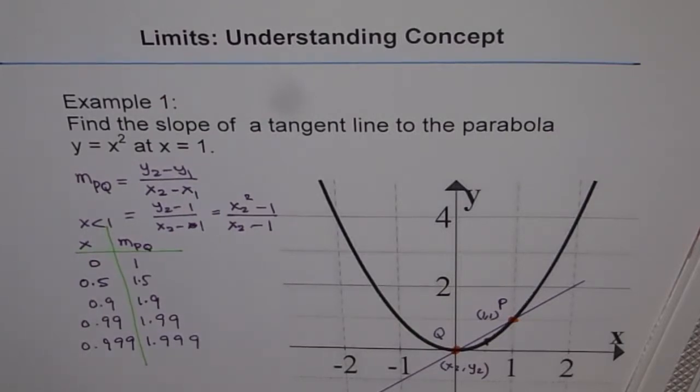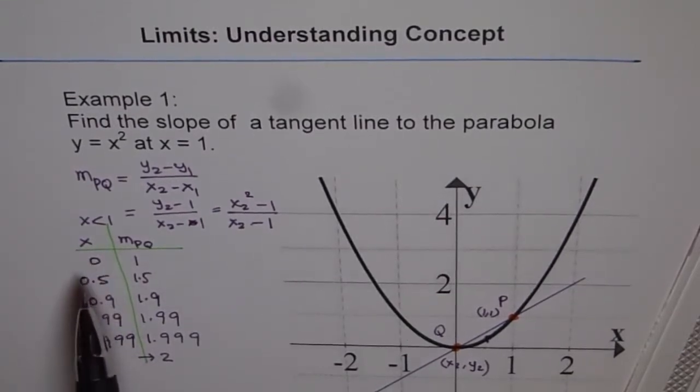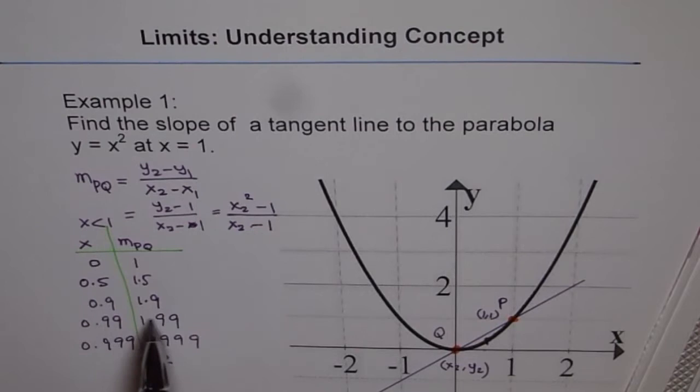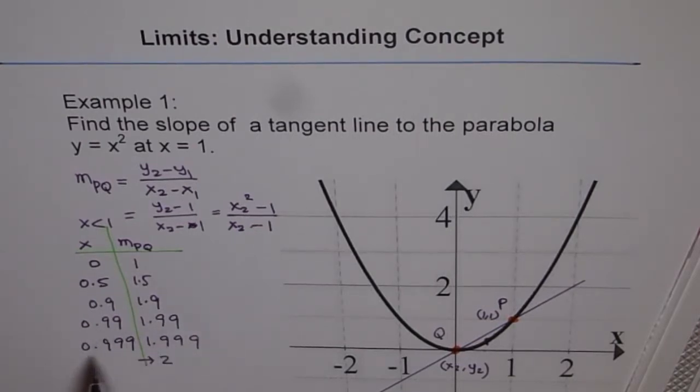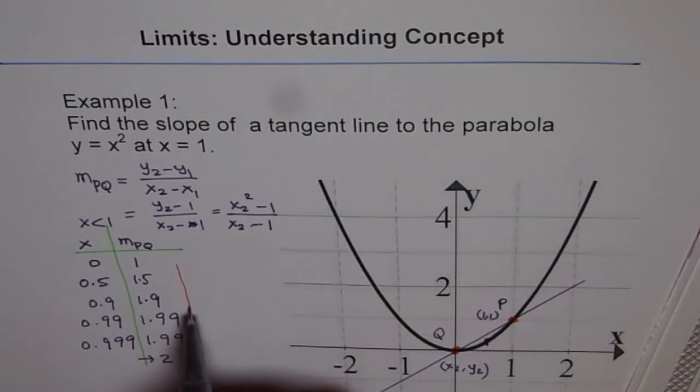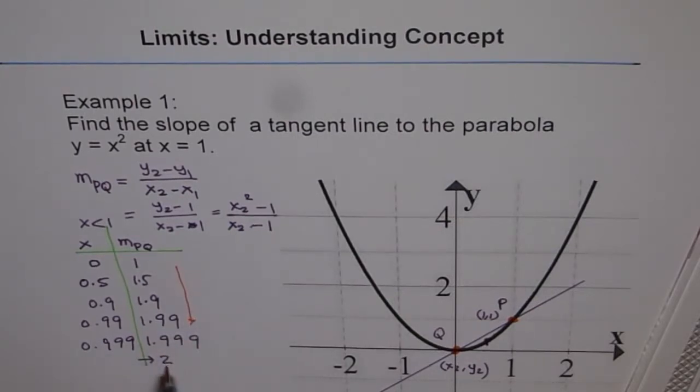So we can see from here very clearly that the slope is changing from 1 to 1.5 to 1.9, 1.99, 1.999. So it is kind of approaching 2. Do you see? So we can say that these are all the secants, right? Because they are two different points. A line joining two different points is a secant. And the slope of the secant is actually increasing, heading towards 2.